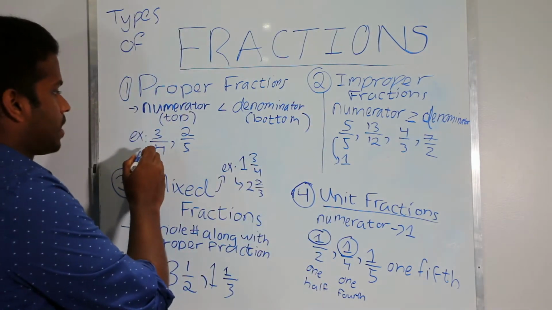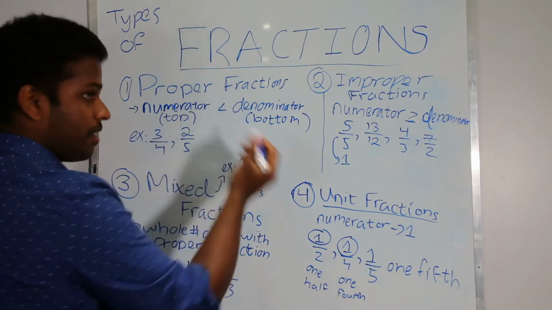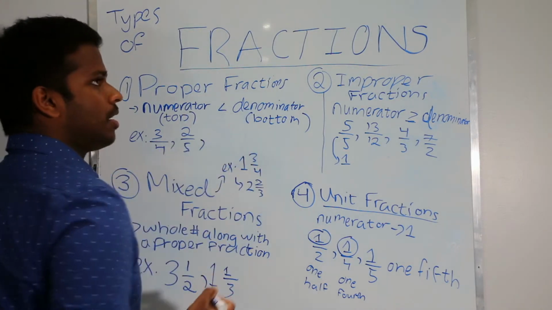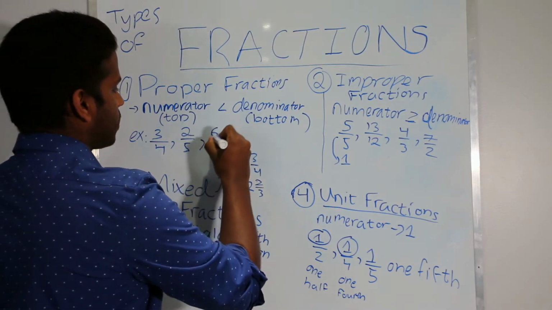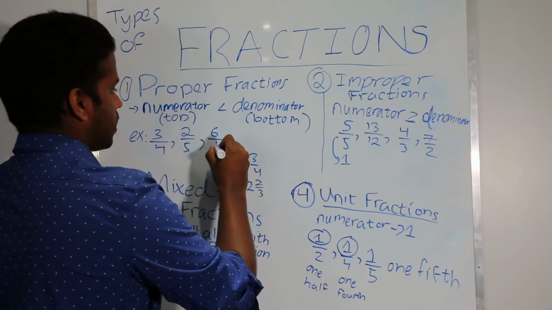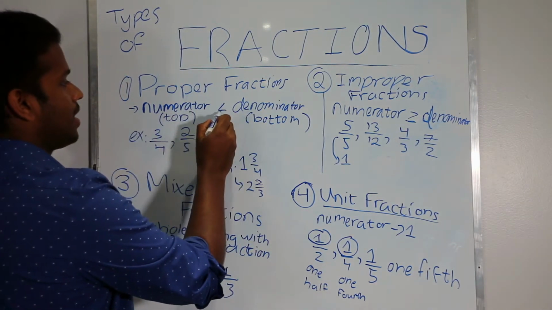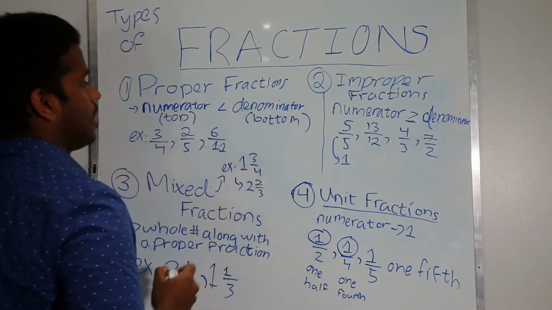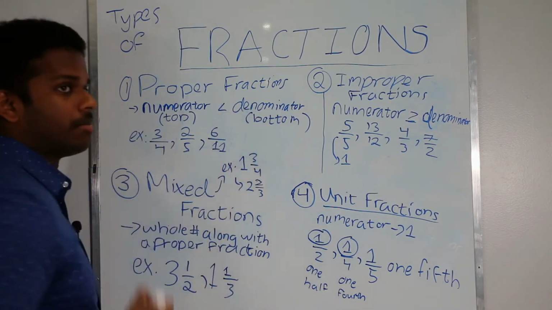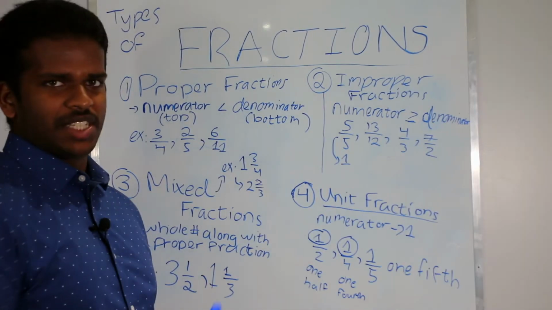I've listed two examples here. 3 over 4, 2 over 5. What else could we say? 6 over 11. See, the numerator is less than the denominator. The top is less than the bottom in terms of numerical value. So that's proper fractions, and you've seen this a lot.